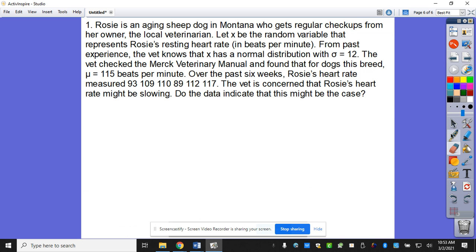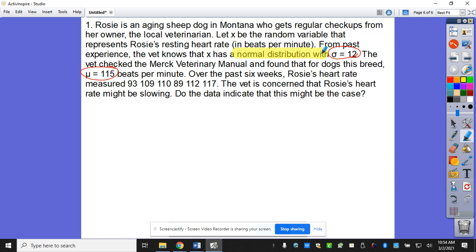All right, so as I would have read through that, what are some things that I should have marked, circled, whatever? Okay, I heard sigma, I heard mu. What else? Normal distribution. Beats per minute are going to be my units, so I might want to write that. Now, the part that some of you are going to have an issue with here.